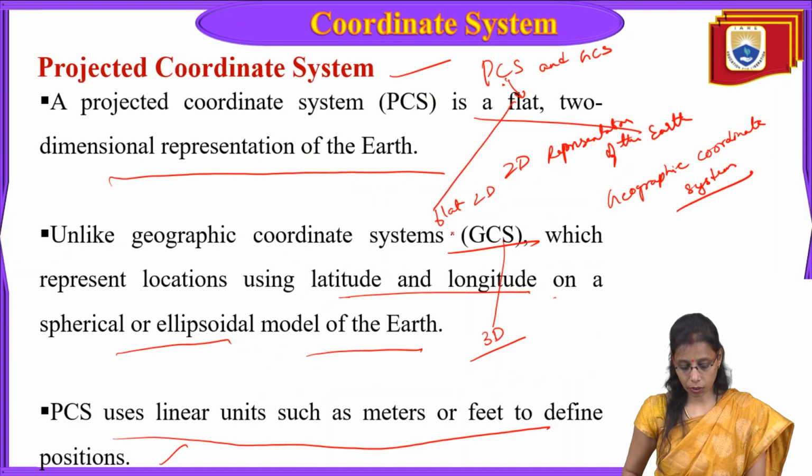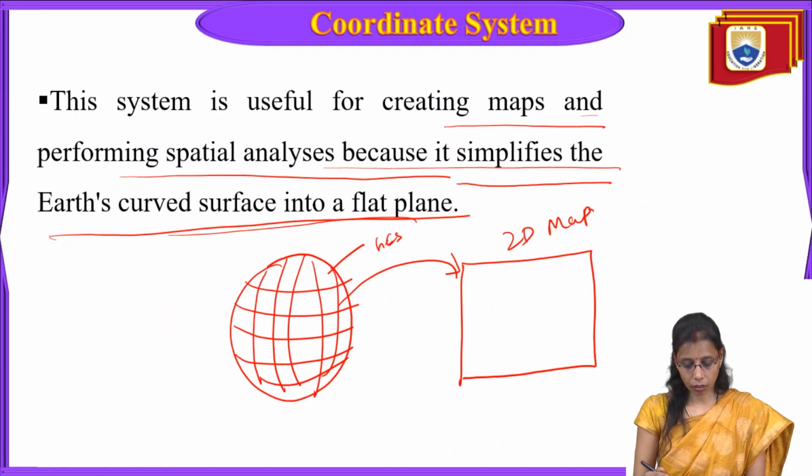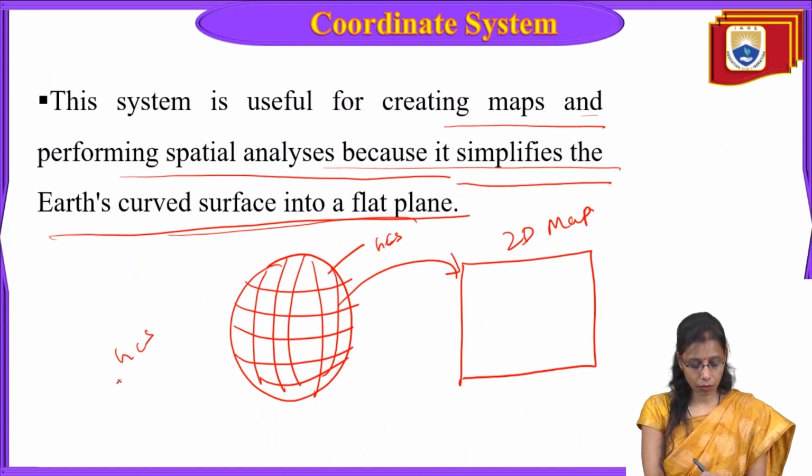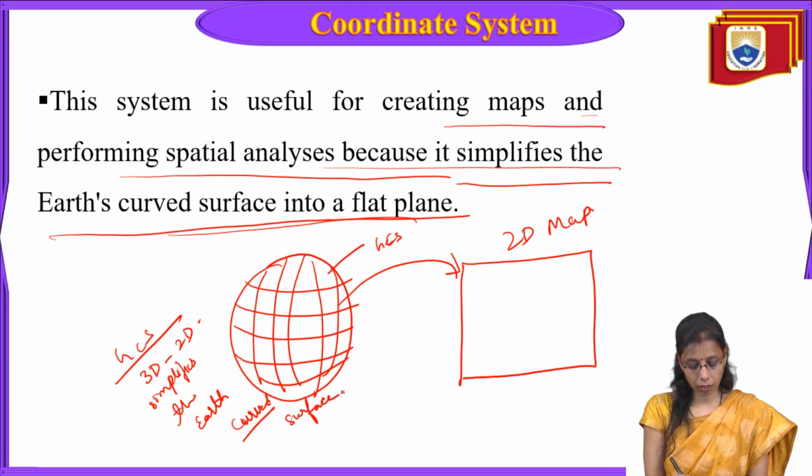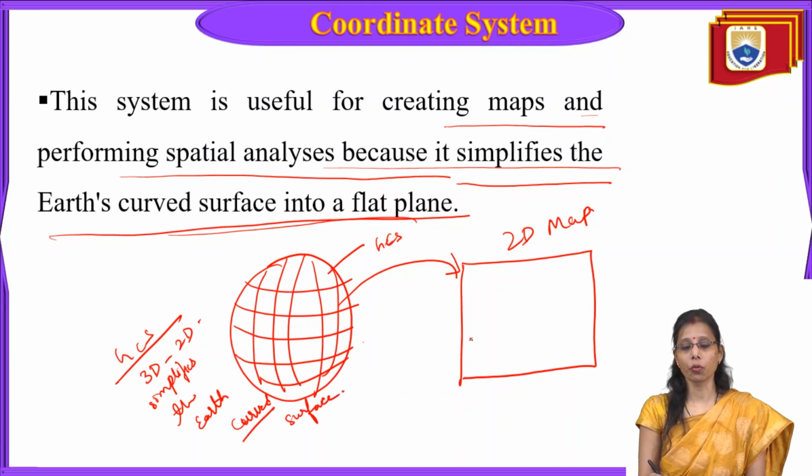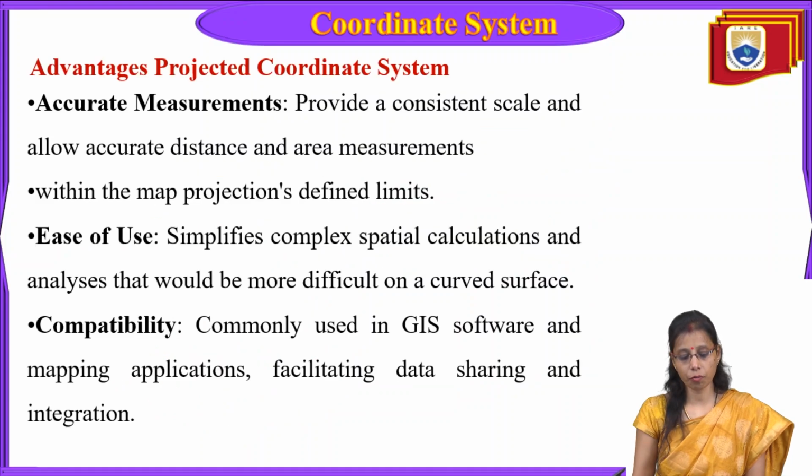So here when we are using this GCS, the geographic coordinate system, what it does is convert the 3D to 2D, simplifying the Earth's curved surface to 2D. So this is how we use this GCS, the geographic coordinate system, to convert.